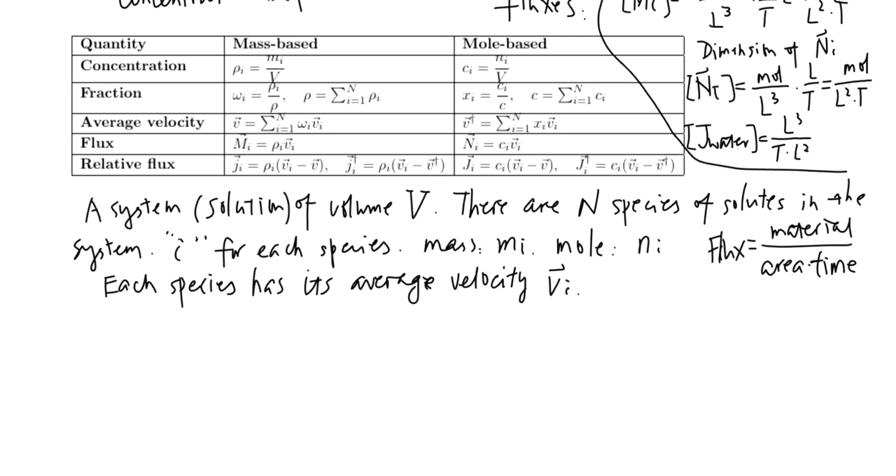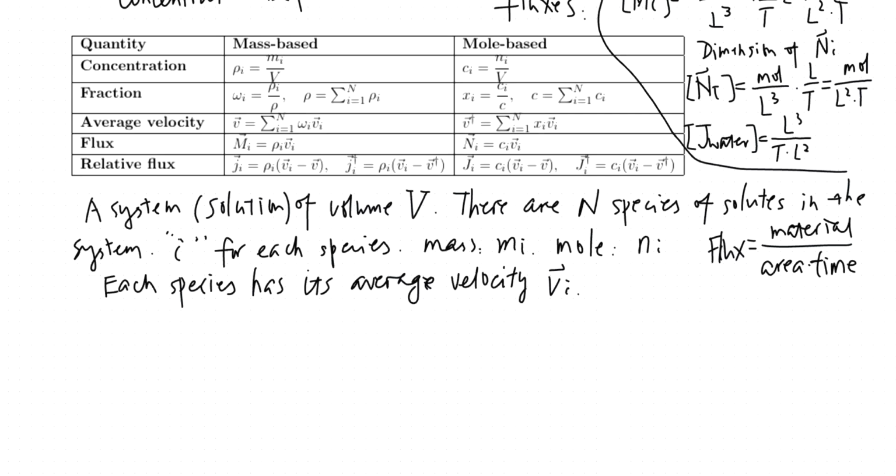And then you can also define little j i dagger. This is the mass-based relative flux with respect to the molar-based average velocity. You can also define the molar-based relative flux, for which we use capital J. Again we have J and J dagger, meaning you can have your reference point at the mass average velocity, or you can subtract V dagger, which is the molar-based average velocity.